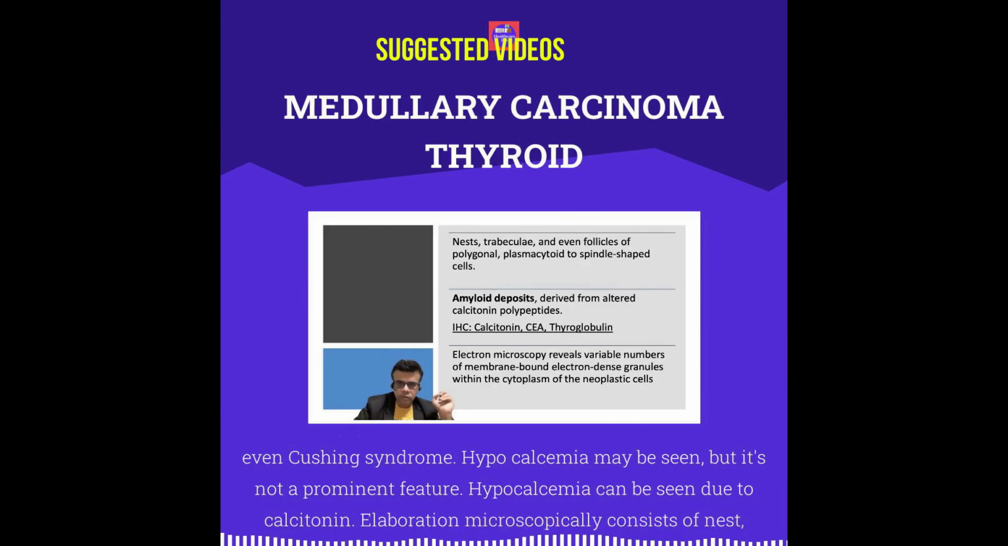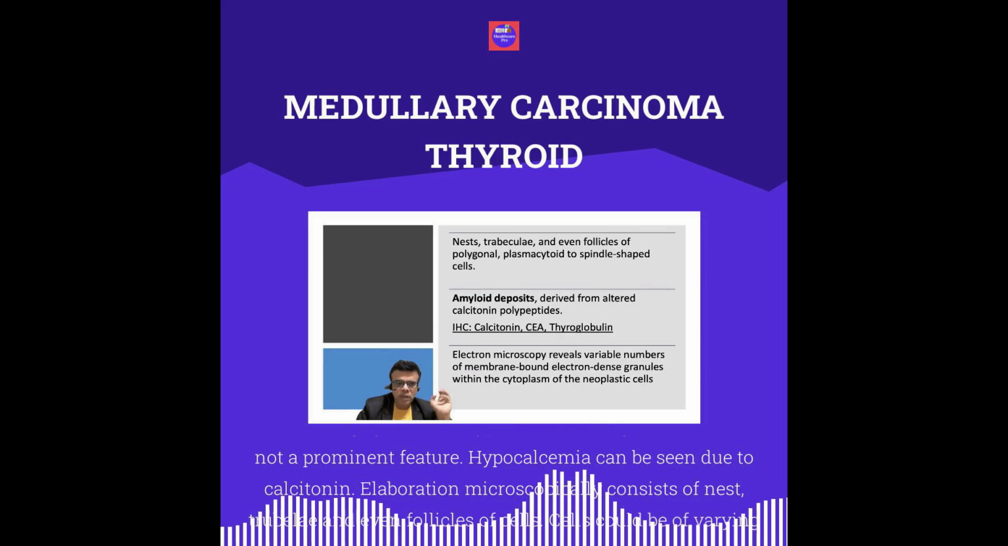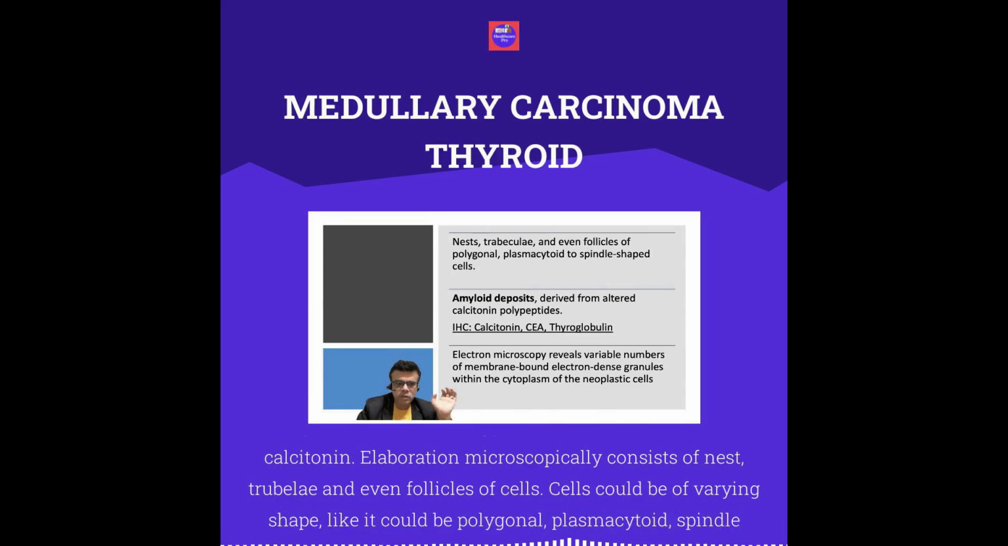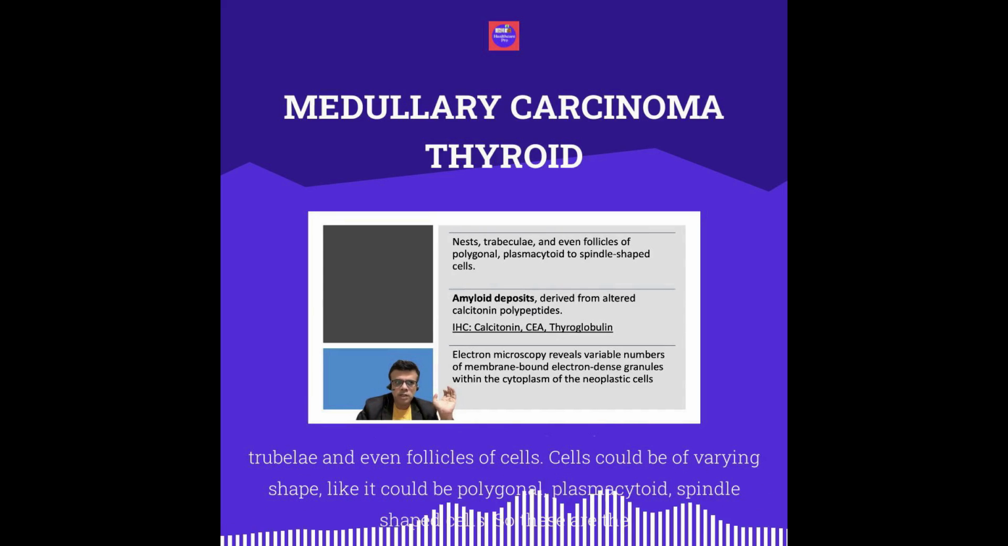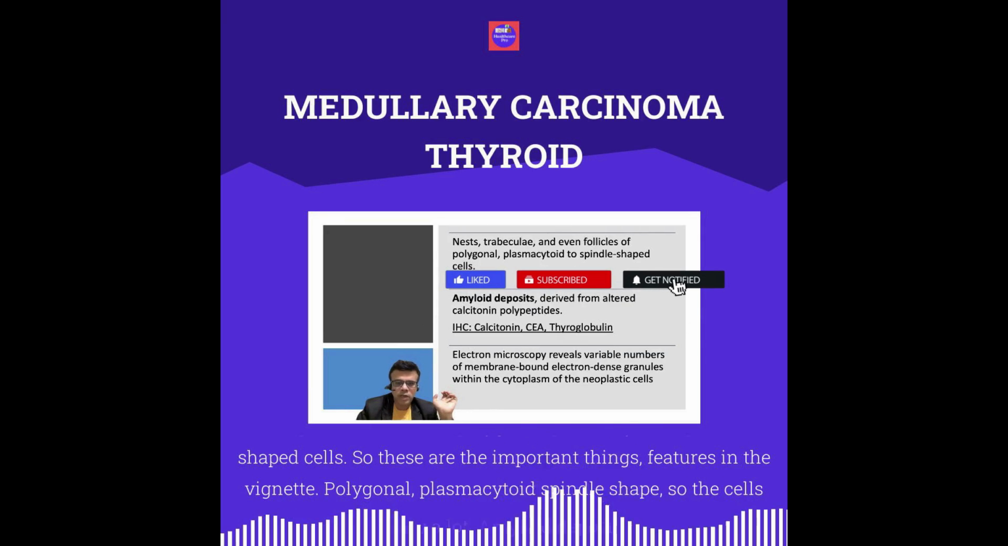Microscopically it consists of nests, trabeculae, and even follicles of cells. Cells could be of varying shape, like polygonal, plasmacytoid, or spindle-shaped cells. So these are important features in the vignettes. Polygonal, plasmacytoid, spindle-shaped cells. So the cells vary a lot.